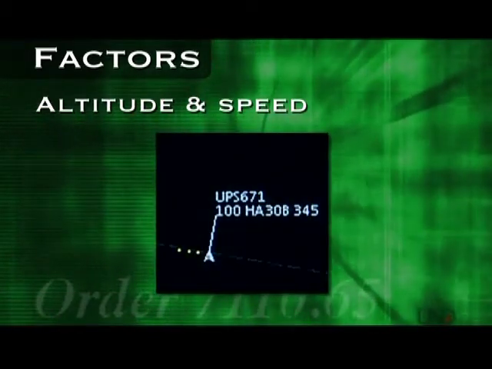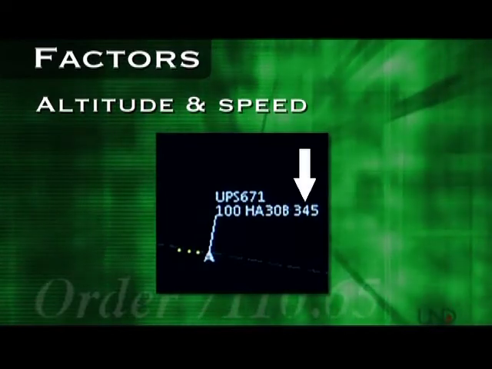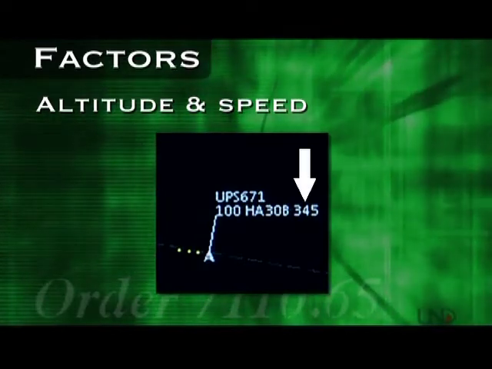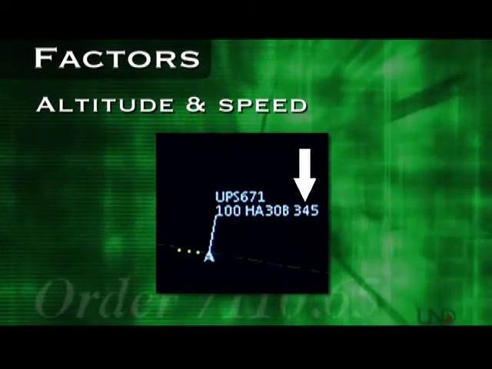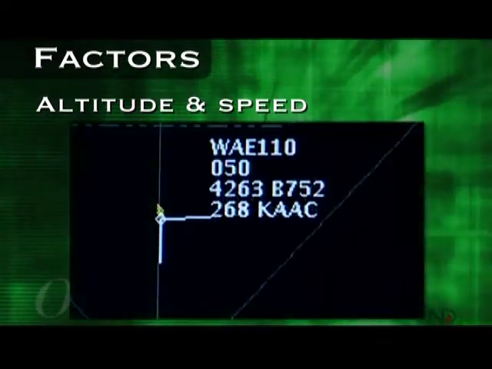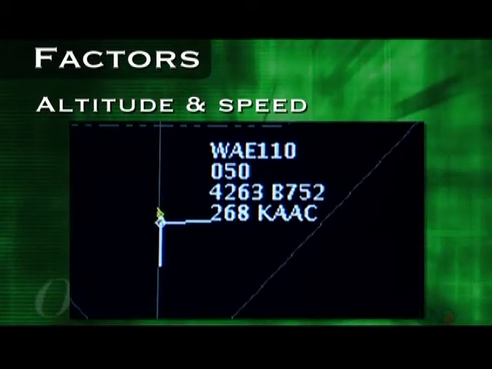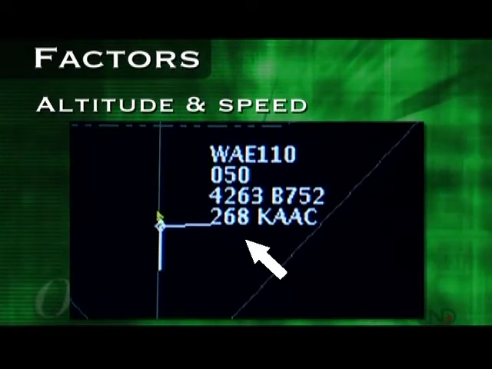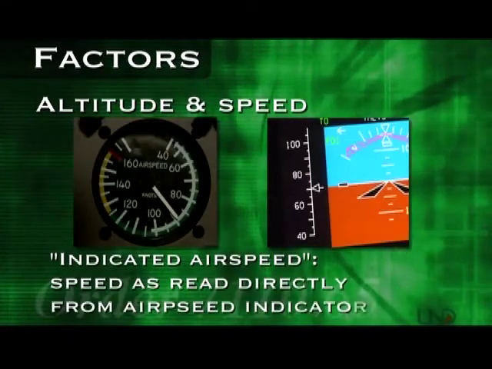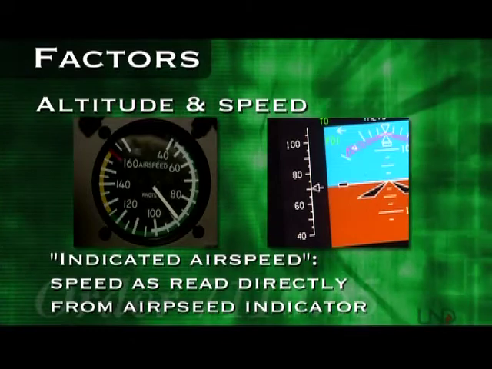Your radar display shows you an aircraft's ground speed, which is not necessarily the same thing as its speed through the air, and the difference between ground speed and airspeed increases as the aircraft climbs higher. Consider this example. An aircraft at 5,000 feet is showing 268 knots on your radar, although the pilot sees 250 knots on the airspeed indicator. What the pilot sees on this instrument is referred to as indicated airspeed.